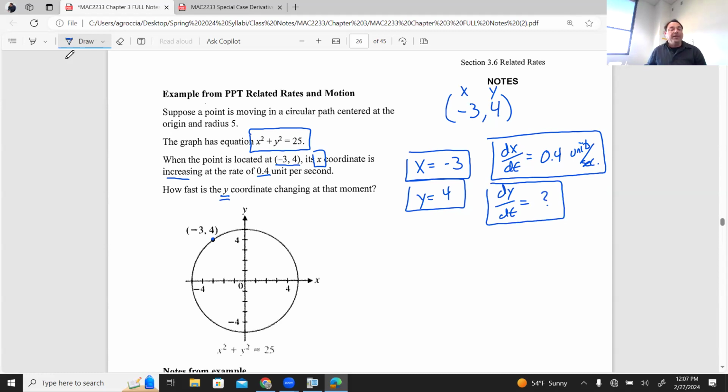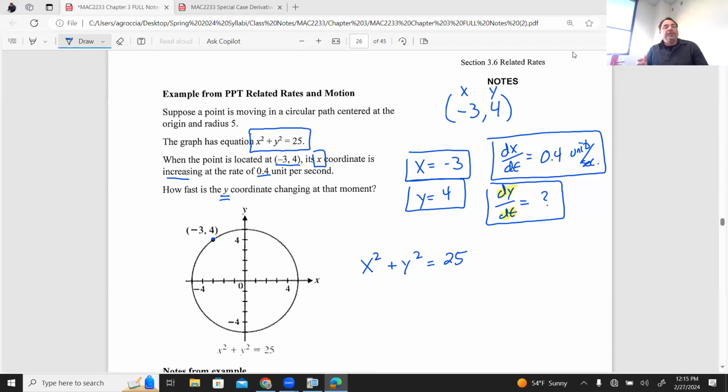So they gave us the first equation. Your job is to figure out the unknown. And the unknown in this case is dy over dt. We know how X is changing, but we don't know how Y is changing as it goes around that circle. So give it a try.